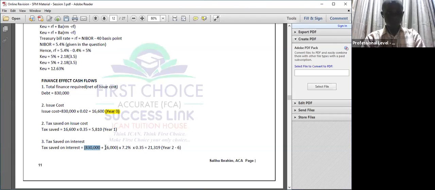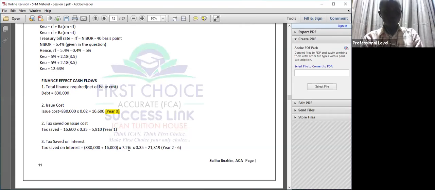830,000 plus 16,000. Don't forget, the 16,000 here is part of what I'm going to borrow. Okay? It's part of what I'm going to borrow. You will take 830,000, which is what? The capital expenditure plus working capital. But what about the issue cost? You are also borrowing the issue cost. That's the assumption. So you add the issue cost to the amount you are using to fund the project.